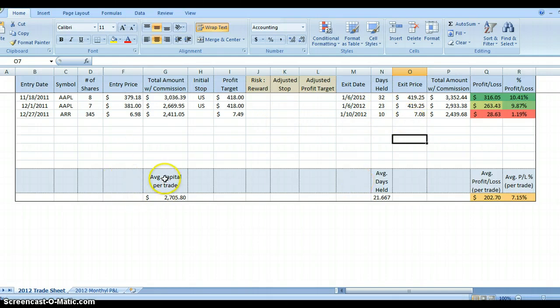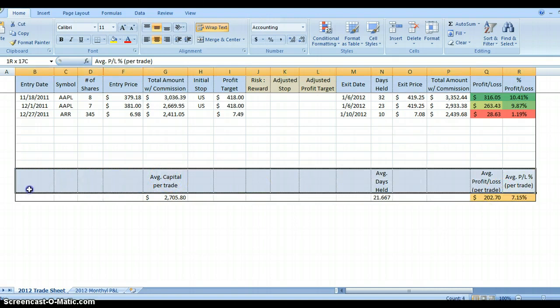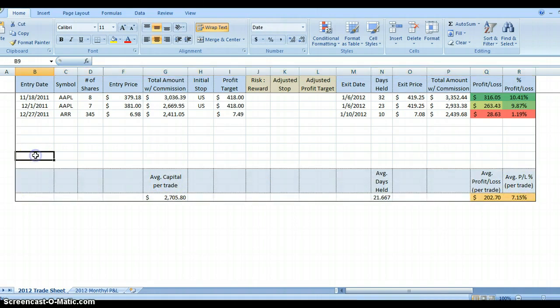Also down here, I'm just going to show these are things that if you're treating your trading as a business, which you really should be doing if you're relying on trading for some of your income, or I think you should be doing regardless, but you should definitely have this information down here. So we've got average capital per trade, so how much we're putting up on average per trade, average days held, average profit and loss per trade, average profit and loss percentage per trade.